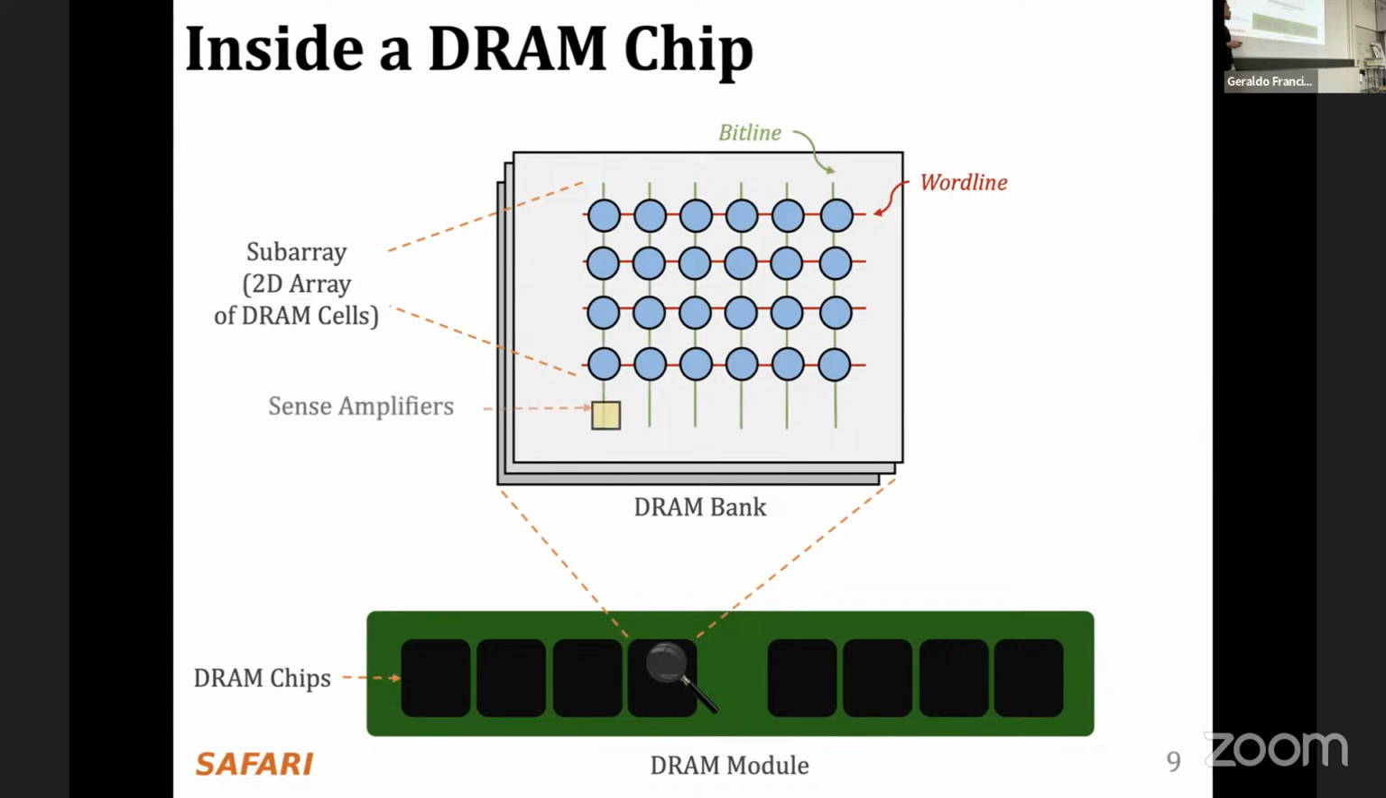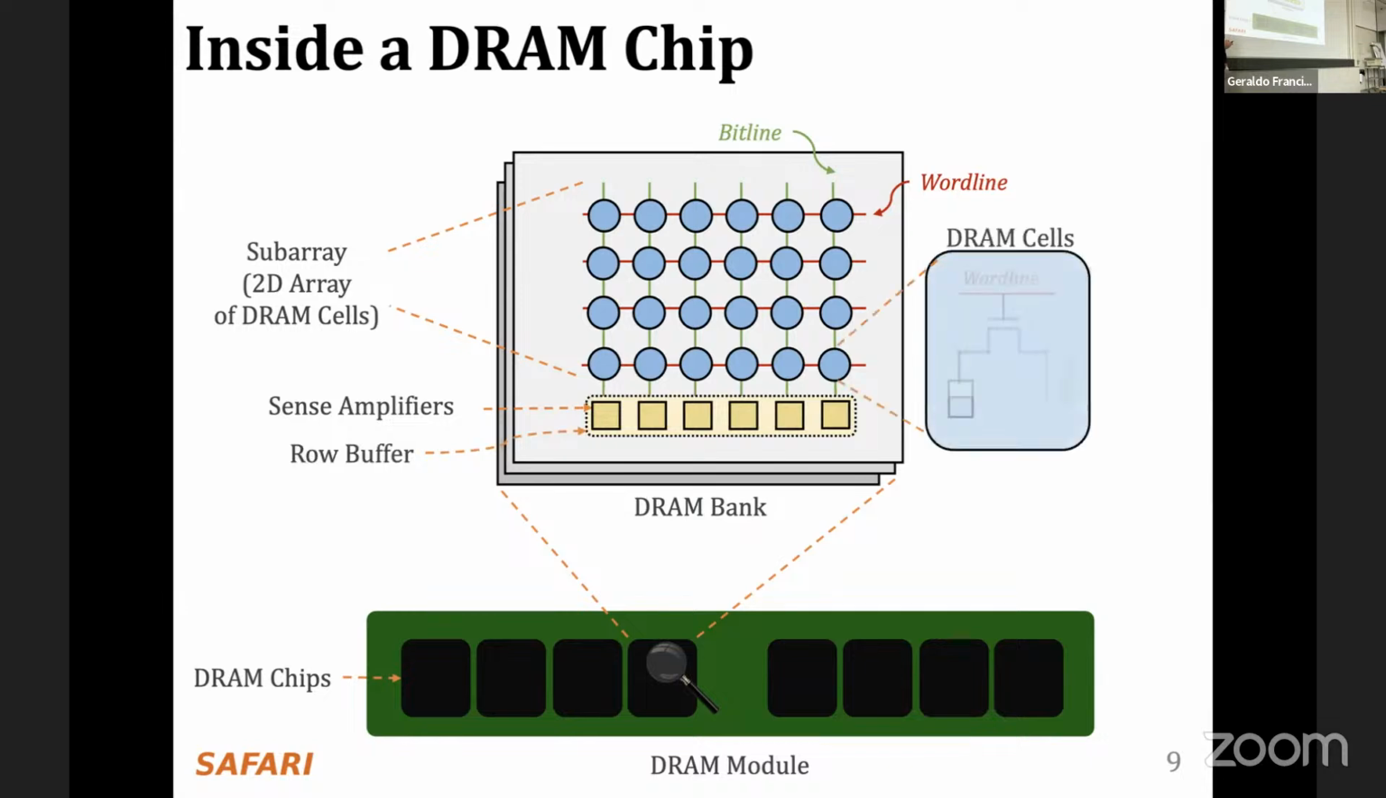The bit lines are connected to a group of sense amplifiers, which is collectively called a row buffer. A DRAM cell itself consists of an access transistor and a storage capacitor.